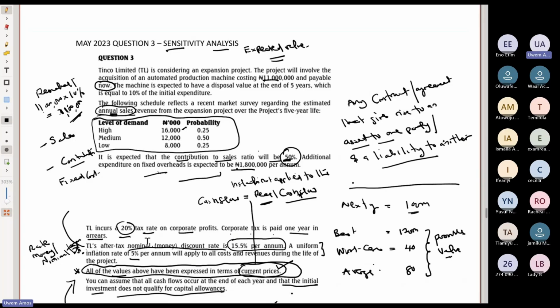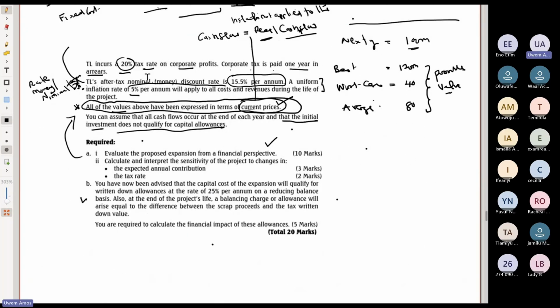All right, so that's our A part. We've evaluated it, 10 marks. We're good to go. A2, calculate and interpret the sensitivity of the project to changes in expected annual contribution and tax rate.